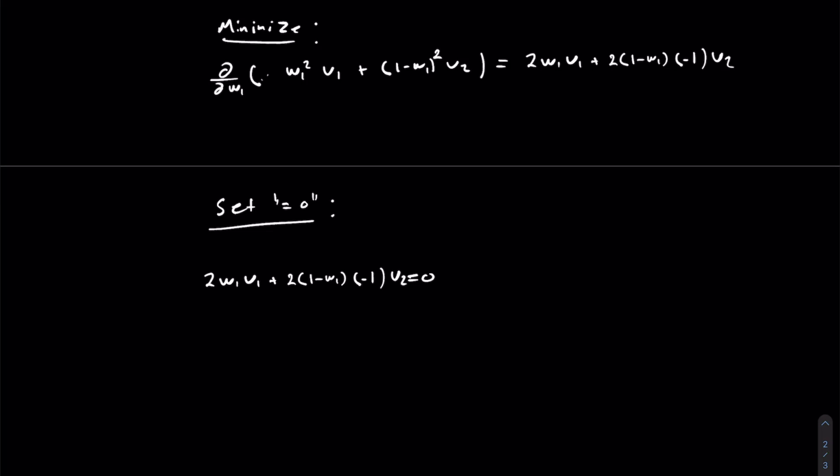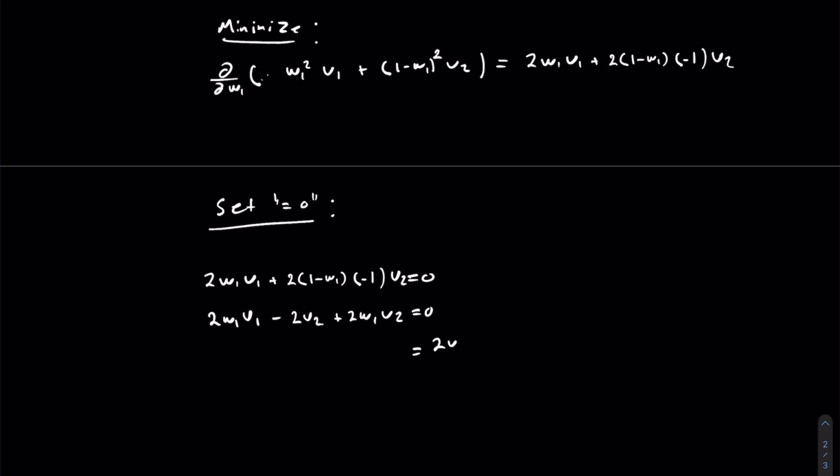And we're going to open up the parentheses here. Okay, so we have to the left hand side 2W1V1, and then there is a minus here, and we have 2V2 times 1, so that's just as it is. And then we have a plus 2W1V2. And this should equal to 0. Okay.